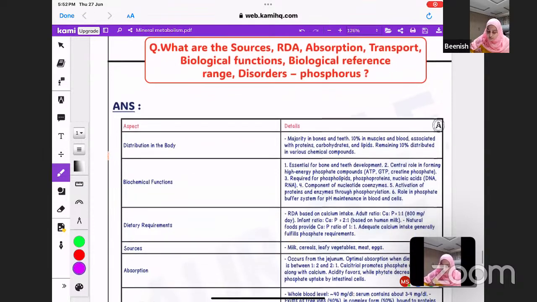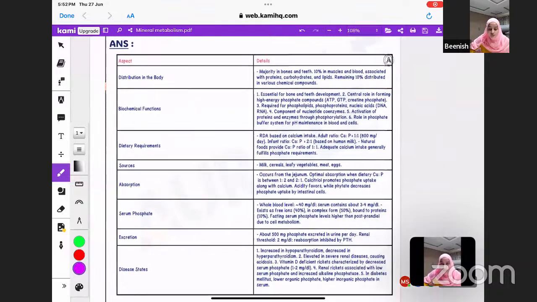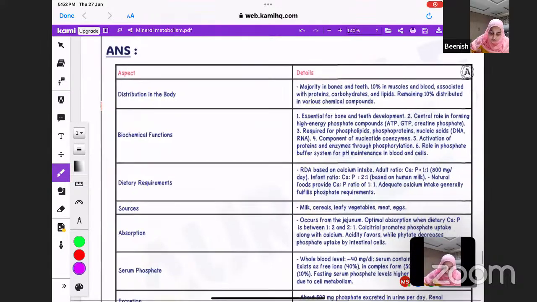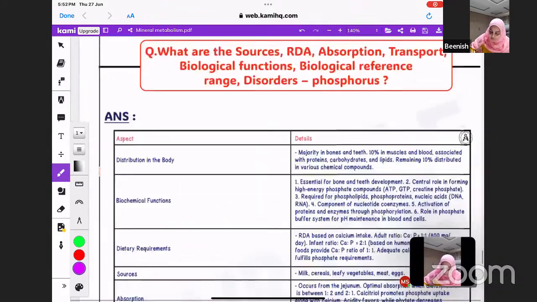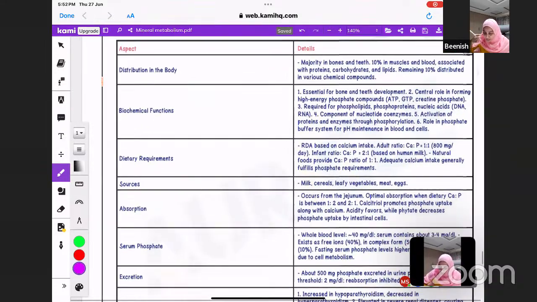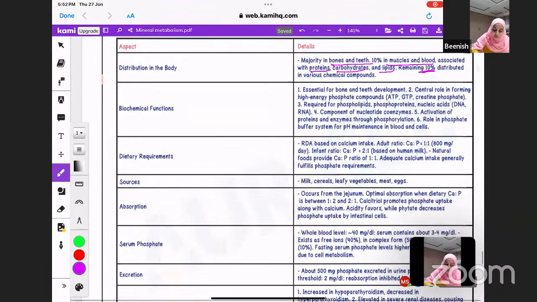Here we're going to talk about phosphorus. So not very important. Therefore, we've tabulated everything in this chart. Okay, so I'll quickly go through this before ending the class. So talking about distribution in the body, we're talking about phosphorus. Okay, so it is majorly present in bones and teeth. 10% is present in muscles and blood associated with proteins, carbohydrates, and lipids, and the remaining 10% is distributed in various chemical compounds. So that was about the distribution of phosphorus in our body.